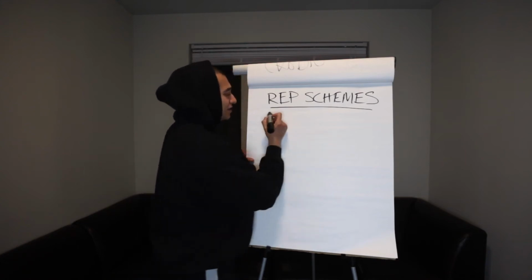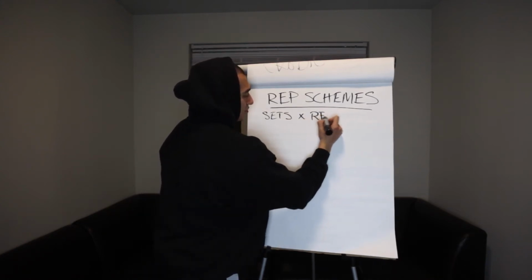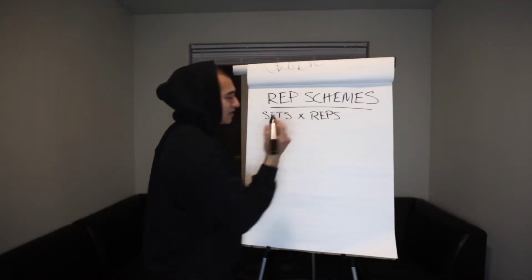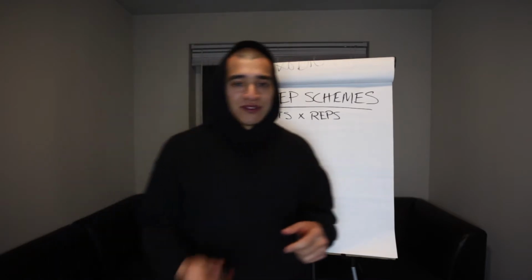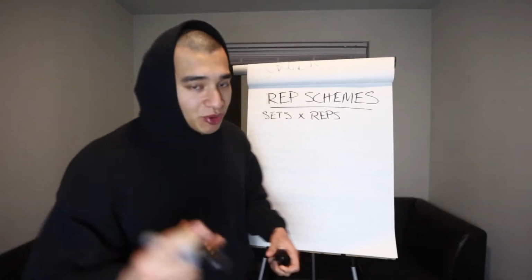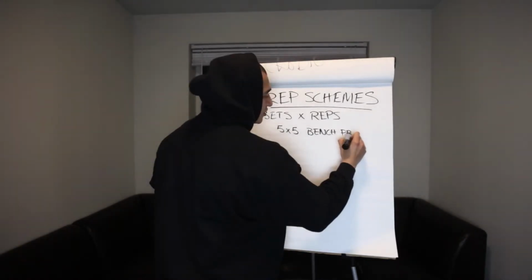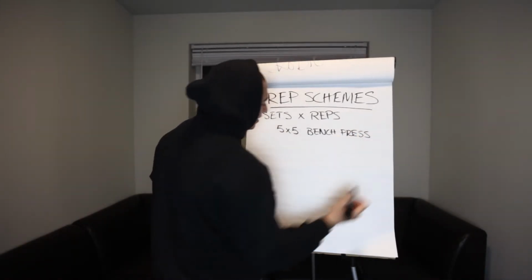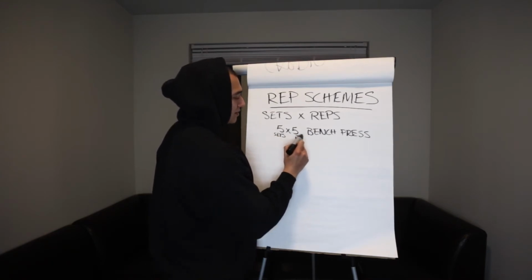So the first thing that you need to know is sets and reps. So what are reps? What are sets? Reps are the amount of times that you do an exercise. So if you are given in a program something that looks like this, usually the format is 5 sets and 5 reps.